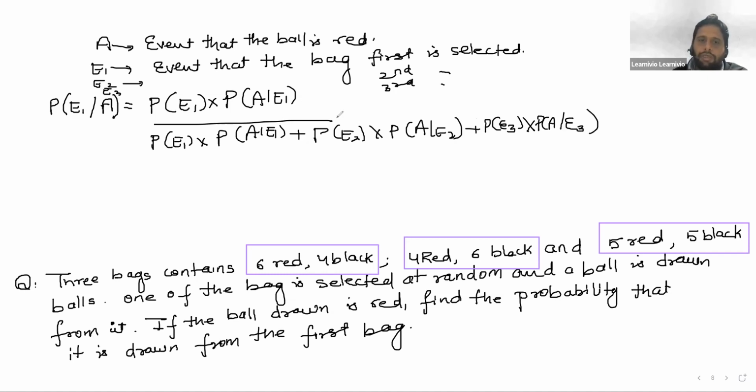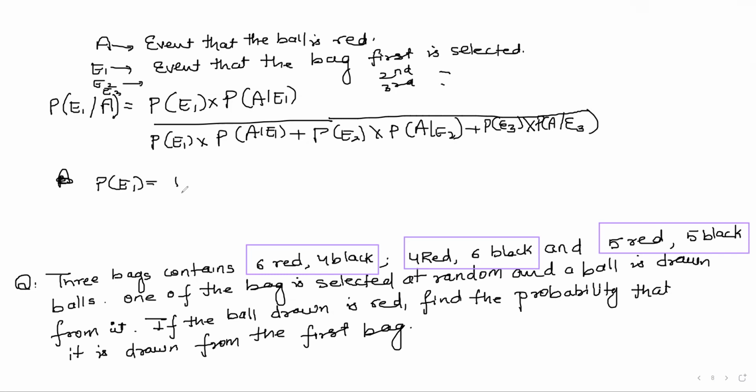Is it clear, Nabil? Yes, sir. Now tell me this. What will be P(E1), Nabil? 1/3. Very good. What will be P(A by E1)? 6/10. Very, very good. Now please do it this way and tell me the final answer. Okay, Atif, just give me 2 minutes. I will change the slide shortly.